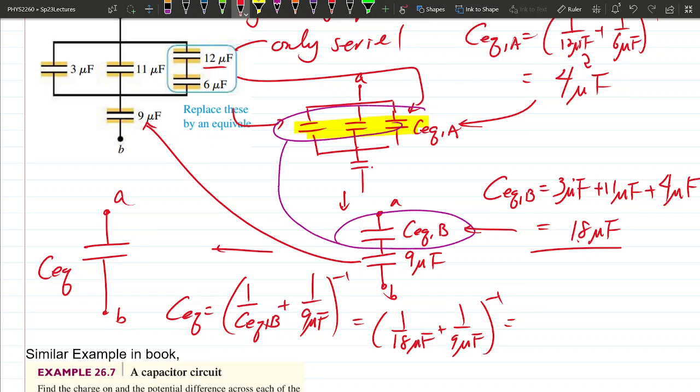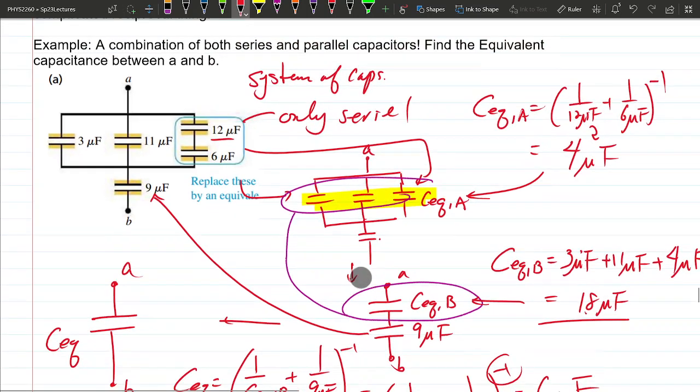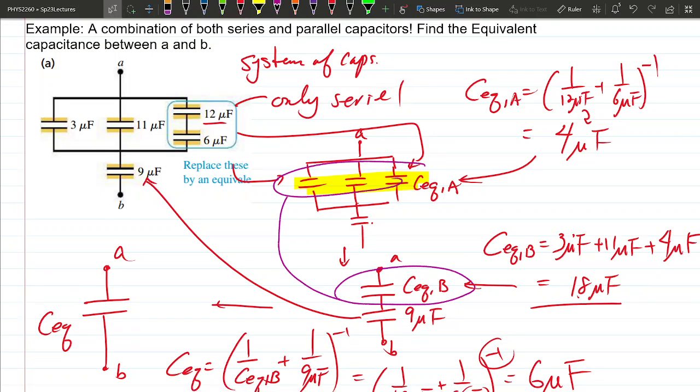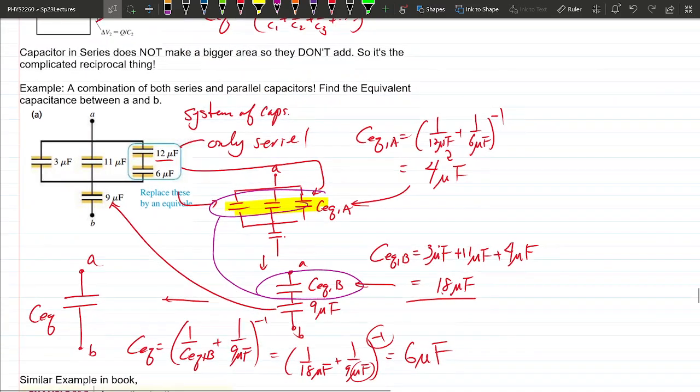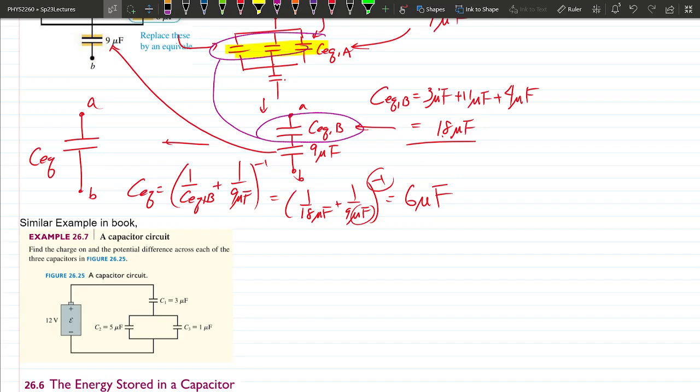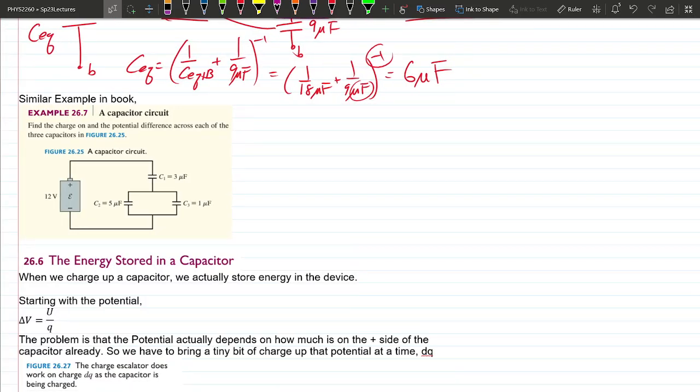So 1 divided by 18 plus 1 divided by 9, all to the negative 1 power. You get 6. And remember, this is in the denominator of a denominator, so it actually flips up to the numerator. So you get 6 microfarad. So that's the answer to this complicated circuit. Instead of dealing with 6 different capacitors, it's equivalent to just 1 of 6 microfarad. It's a weird combination, but okay. There are other examples in the textbook. I'll let you guys work through those.